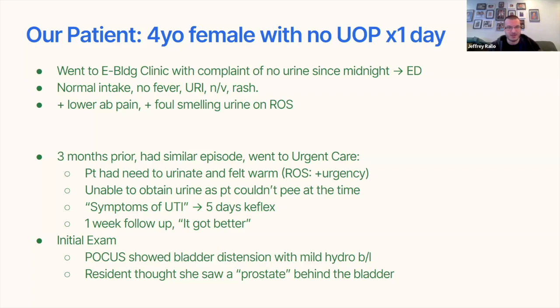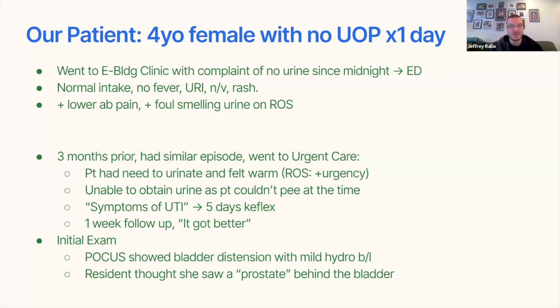And the fast track urgent care doc just put urgency from that history. They were unable to obtain a urine sample as the patient couldn't pee at the time. Obviously, no one's cathing children in urgent care, so they just kind of shrugged their shoulders and moved on with their life. The diagnosis was symptoms of a UTI. No testing sent, got 5 days of Keflex. Clearly, she wasn't obstructed for a long time, but she went to her PCP a week later and said, I took the antibiotics, it got better, everything's fine, and no one thought about it again until she came last week to the ER.